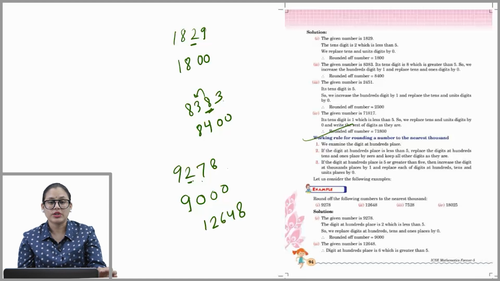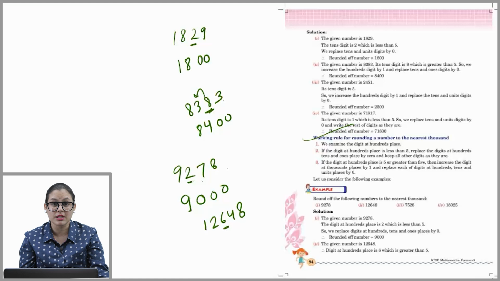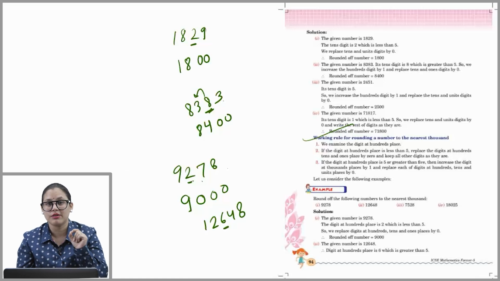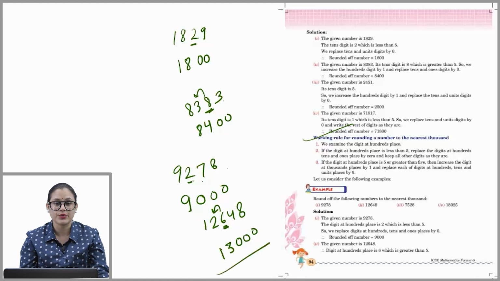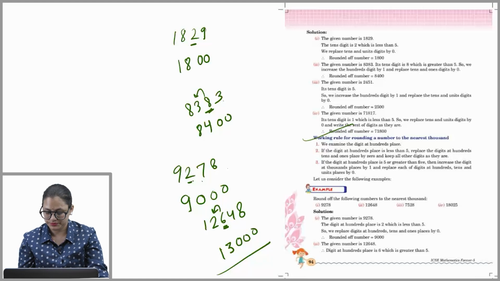12,648. Okay. So, digit at hundreds place is 6, which is more than 5. First, replace all 3 digits by 0. Okay. This number is greater than 5. So, we will add 1 to this number, or we will increase this number by 1. So, it will become 3. So, 13,000 is the answer. Okay.